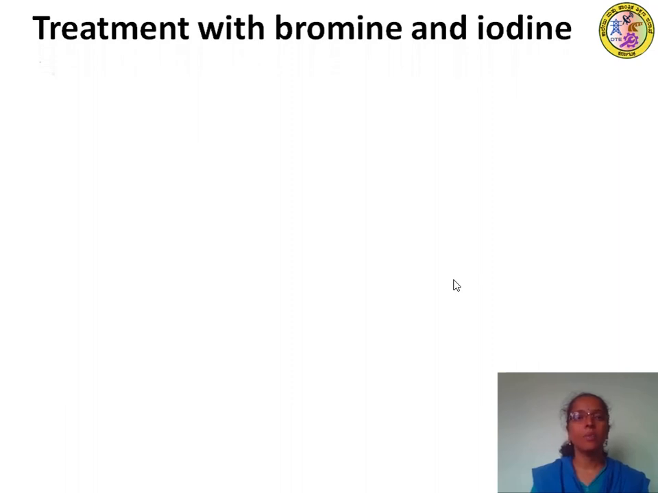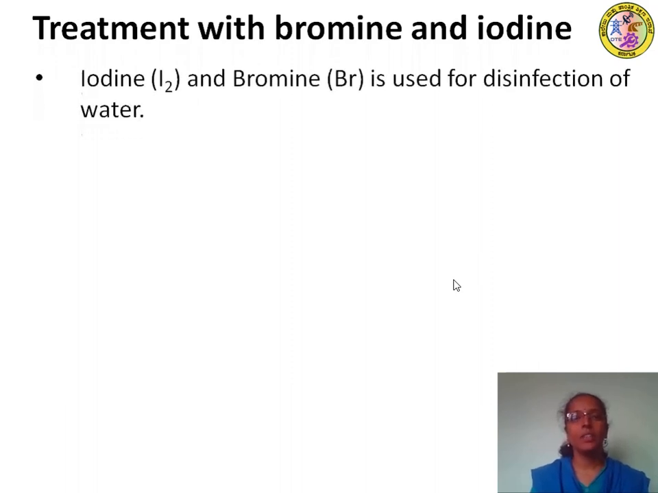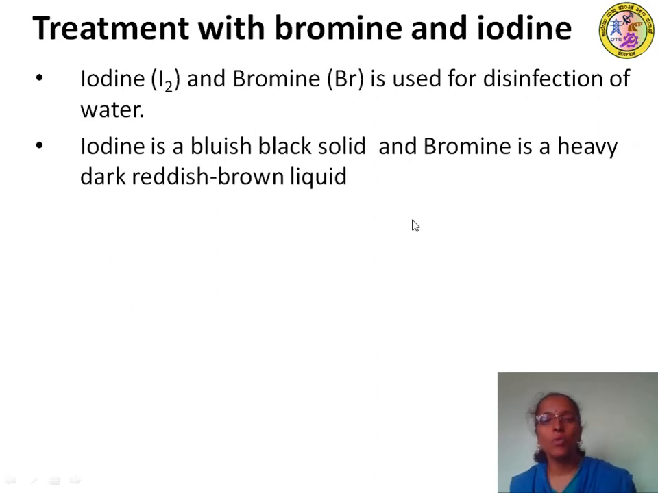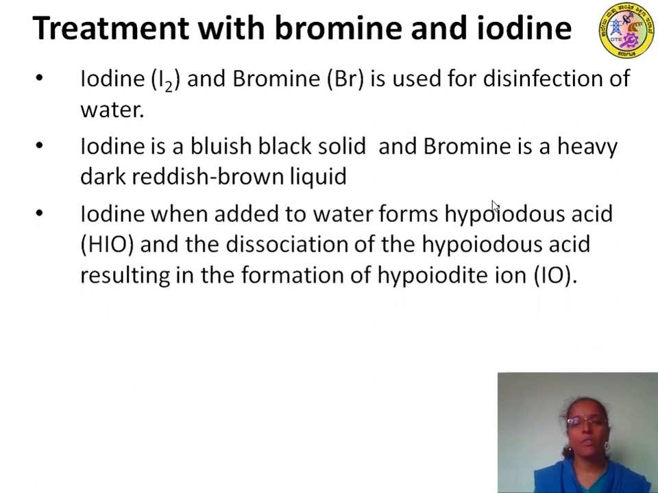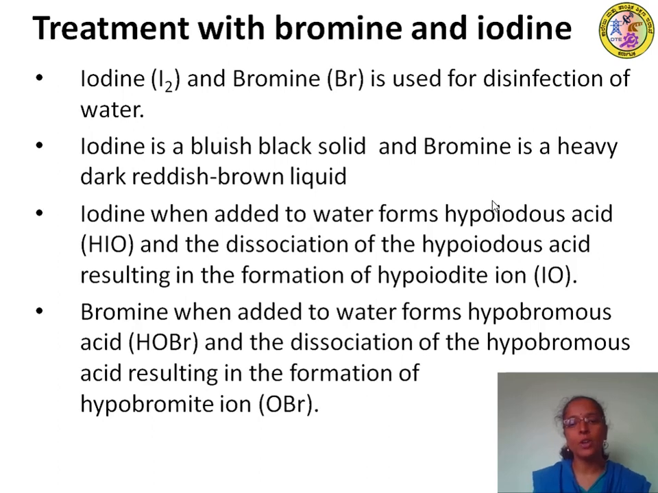First let us take up treatment with bromine and iodine. As the name suggests, we use iodine and bromine as the disinfectants in this method. Iodine is a bluish black solid and bromine is a dark reddish brown liquid. When iodine is added to water, it forms hypoiodous acid and its dissociation results in hypoiodide ions. Whereas when bromine is added to water, it forms hypobromous acid and its dissociation results in the formation of hypobromite ions.